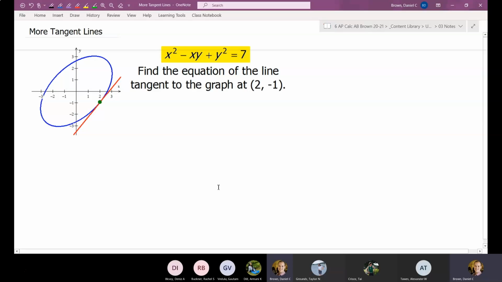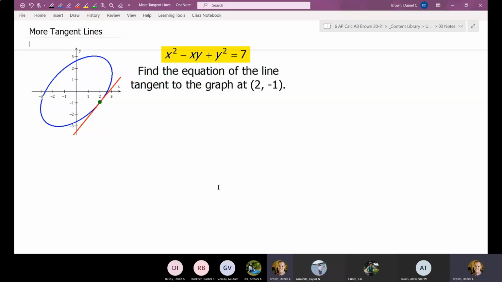There you go. Try that one for me. So I give you a function, or not really a function. That is a slanted ellipse, is what it graphs. And I want you to find the equation of that tangent line. So we have x squared minus x times y plus y squared, which is equal to 7.